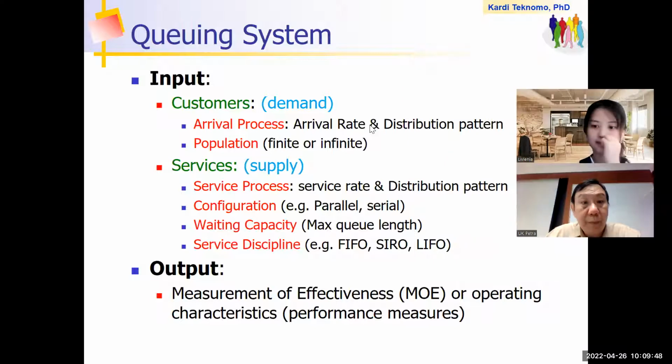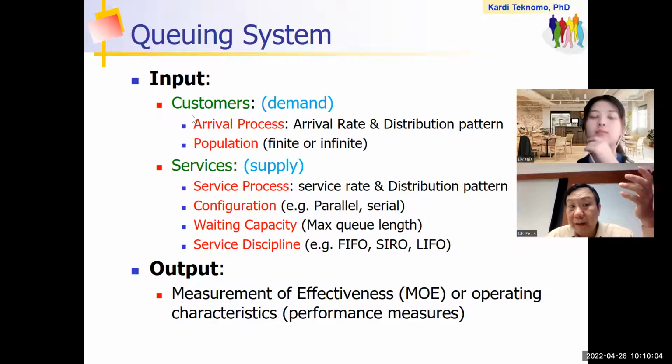Any queuing system will have two things: the input and the output. The input is basically customer and service. The customer represents the demand, and the service represents the supply.